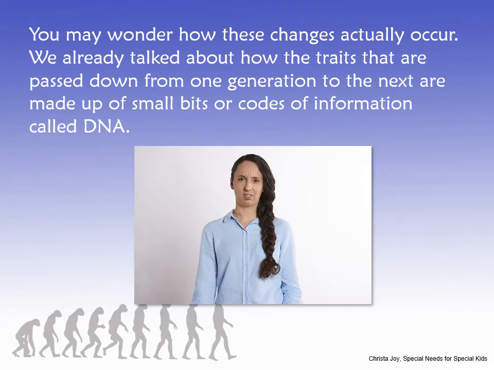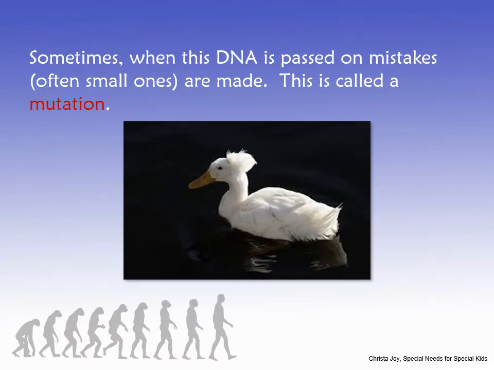You may wonder how these changes actually occur. We already talked about the traits that are passed down from one generation to the next are made up of small bits or codes of information called DNA. Sometimes when the DNA is passed on, mistakes, often small ones, are made. This is called a mutation.